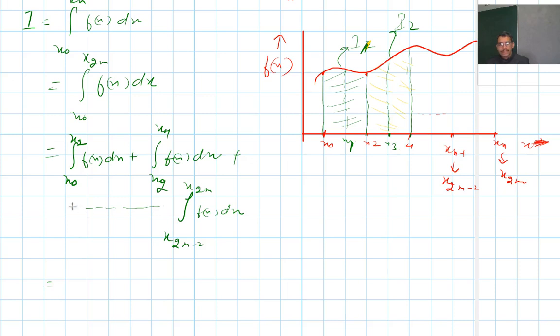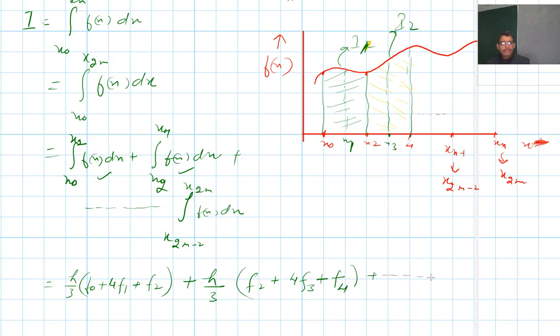Now let me put their values. The first is h by 3 times f0 plus 4 f1 plus f2. Similarly, the next value will be h by 3 times f2 plus 4 f3 plus f4, plus, and so on, plus h by 3 times f of 2m minus 2 plus 4 f of 2m minus 1 plus f of 2m. That's what we can write down.